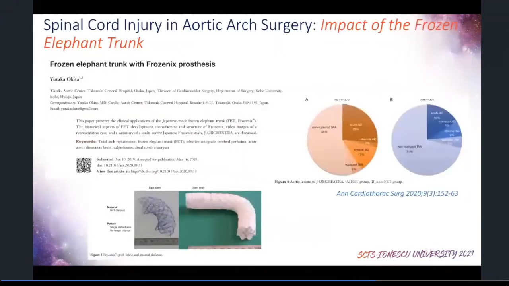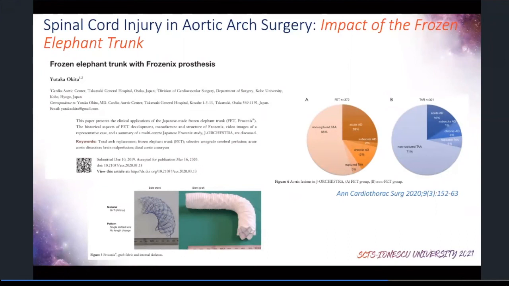I want to turn quickly and talk about spinal cord injury and aortic arch surgery, particularly as it is impacted by the use of the frozen elephant trunk technique. This is Dr. Okita, one year ago, outlining the Japanese multi-institutional experience. And this is comparing patients in the orange circle who had frozen elephant trunk procedures compared to those that had total arch replacement only without elephant trunk.